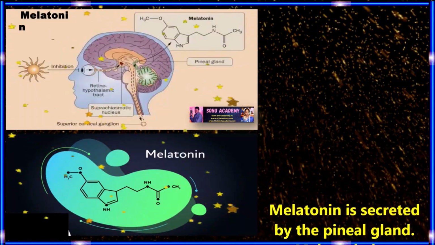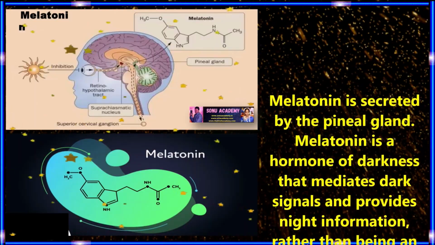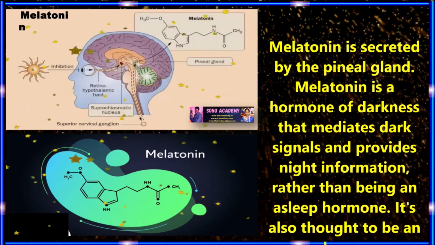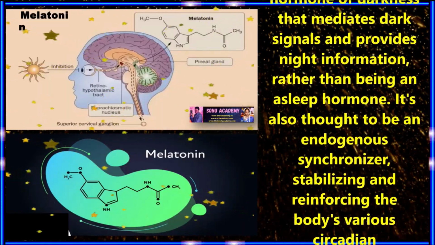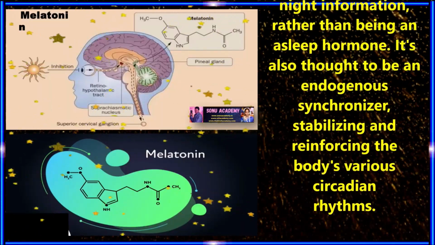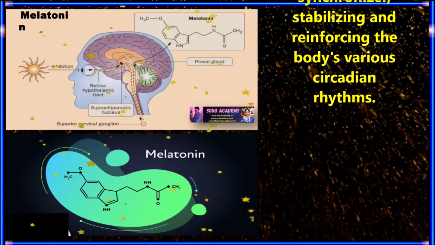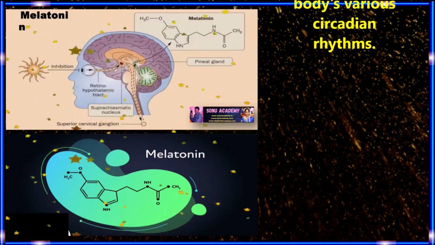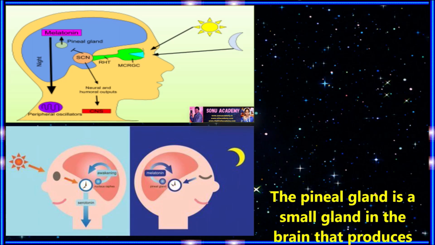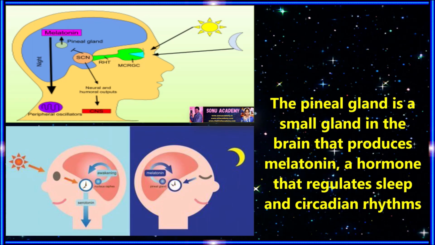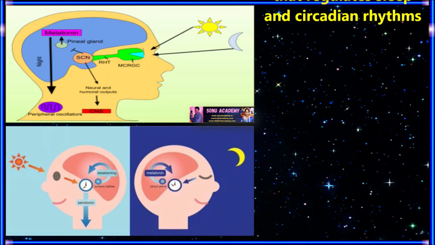Children, now let us discuss melatonin. Melatonin is secreted by the pineal gland. Melatonin is a hormone of darkness that mediates dark signals and provides night information rather than being a sleep hormone. It is also thought to be an endogenous synchronizer, stabilizing and reinforcing the body's various circadian rhythms. The pineal gland is a small gland in the brain that produces melatonin, a hormone that regulates sleep and circadian rhythms.